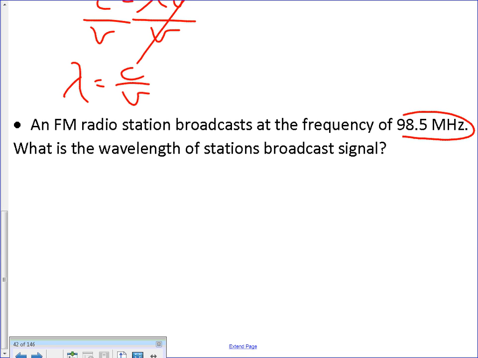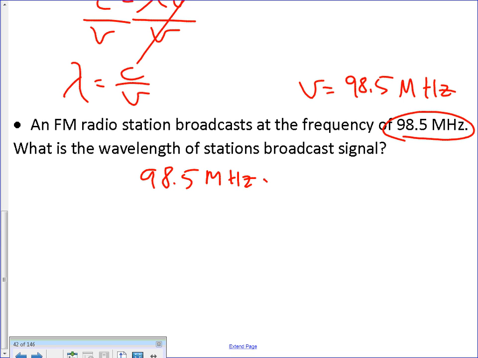Okay, look at this frequency. 98.5 megahertz. What are we going to have to do on that one? Convert it to what? Just normal hertz, right? So I'm going to start off by doing that for you. Megahertz. What goes on the bottom? What unit goes on the bottom? Megahertz. And then the top, just normal hertz. What's the conversion?